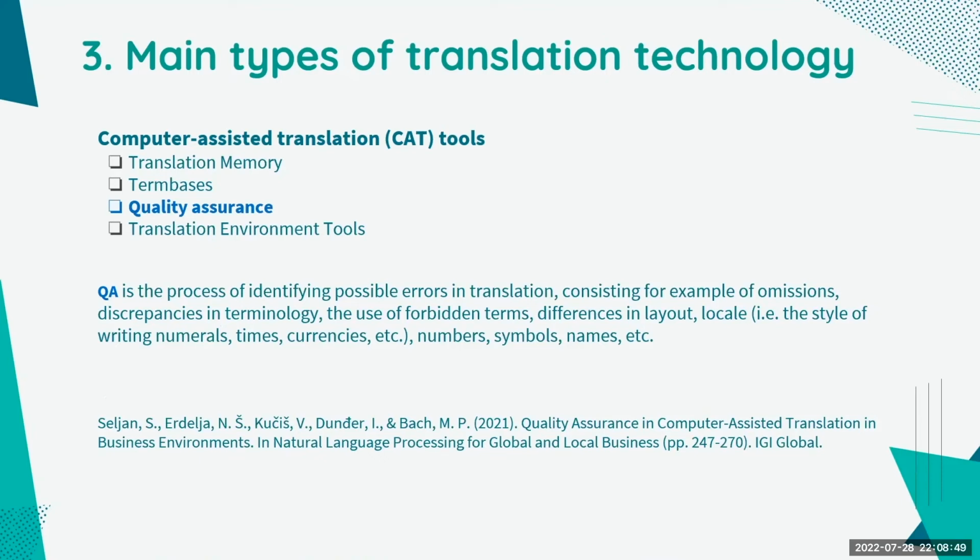Quality assurance is a process of identifying possible errors in translation, consisting, for example, of omissions, discrepancies in terminology, the use of forbidden terms, differences in layout, and locale, such as the style of writing numerals, times, currencies, numbers, symbols, and names.